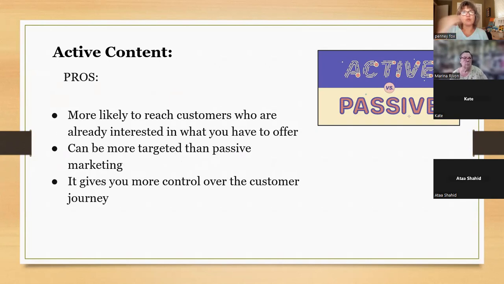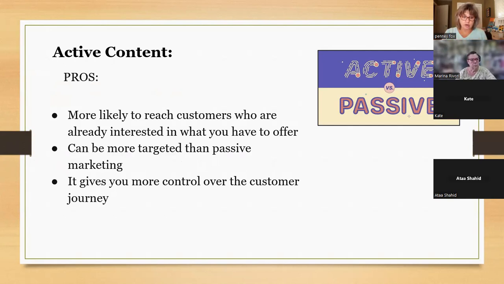So when we think about the pros of active content, you are more likely to reach customers who are already interested in what you have to offer. I don't want to say you have more control over this, because I don't really think we ever have control over social media, especially because of the algorithms.